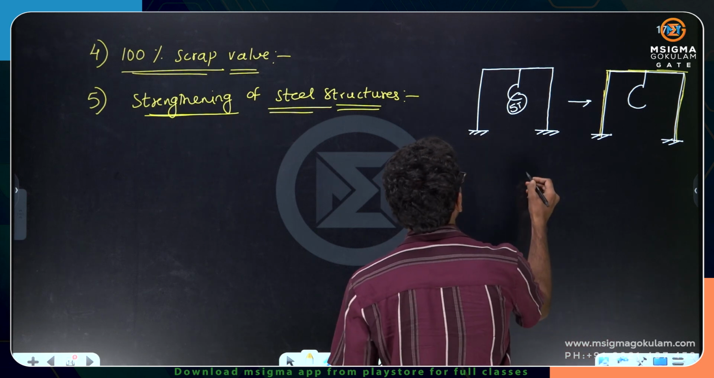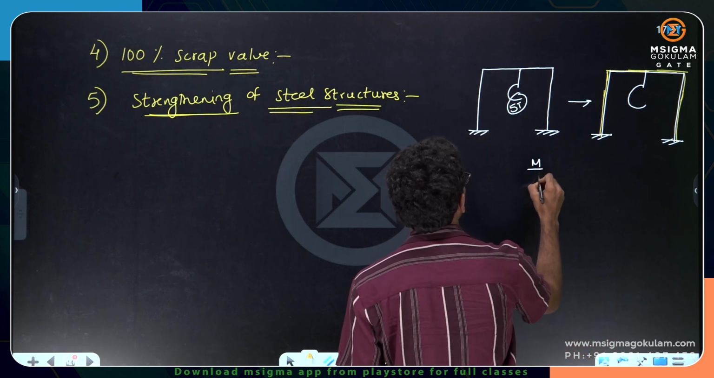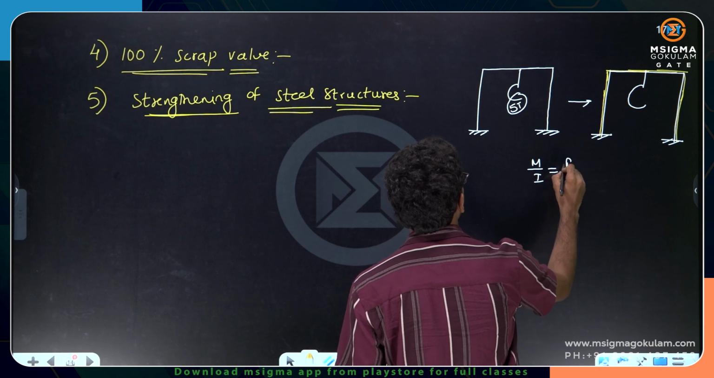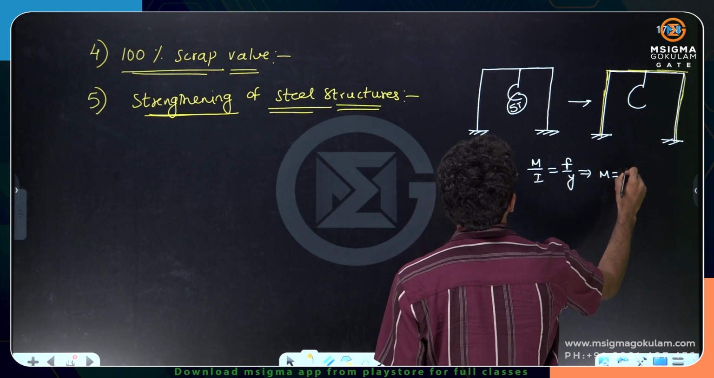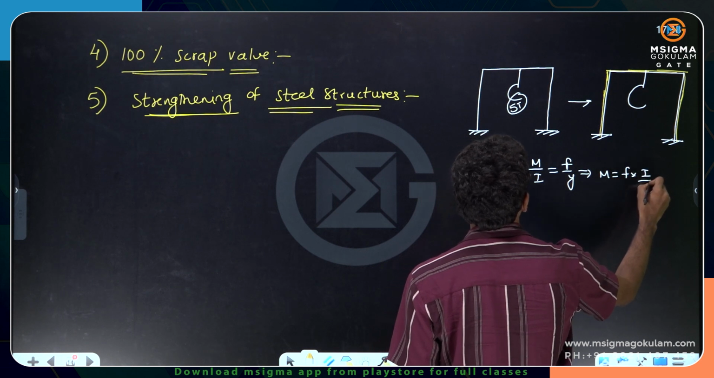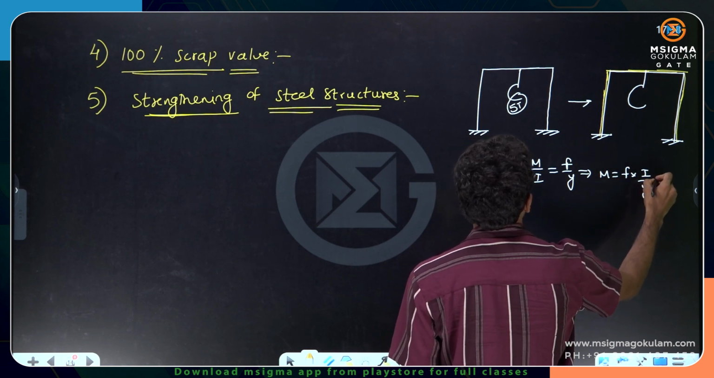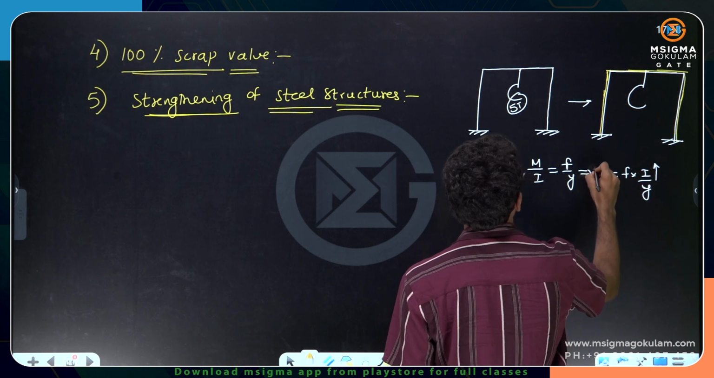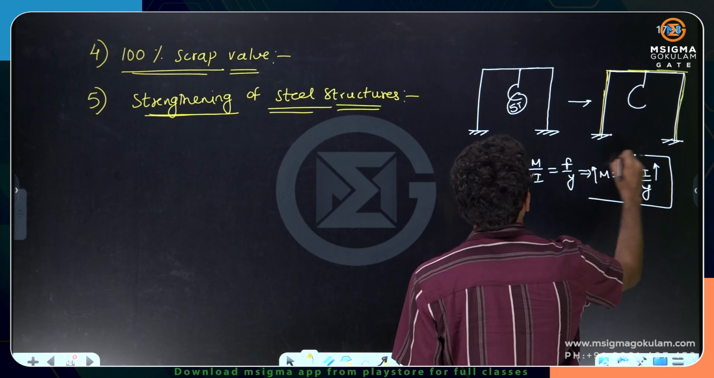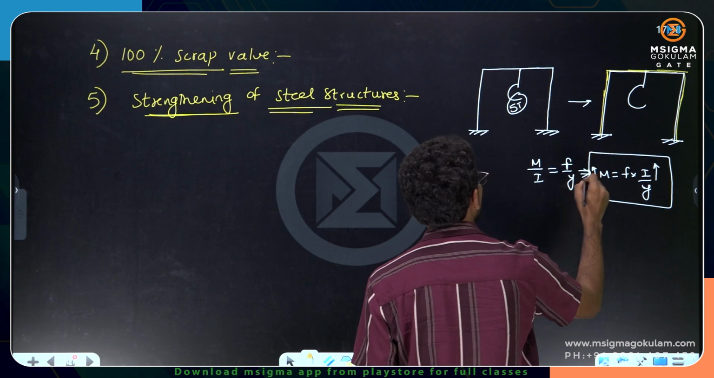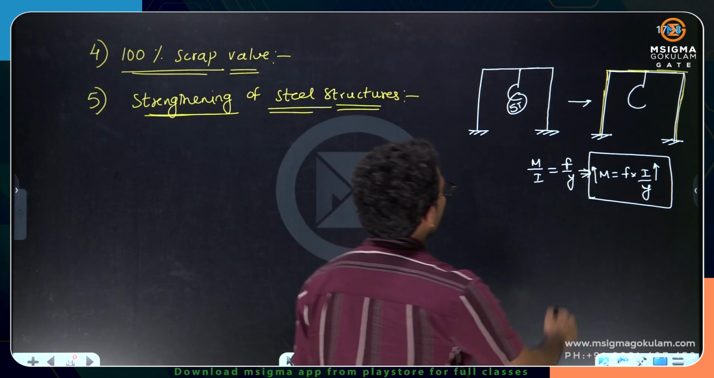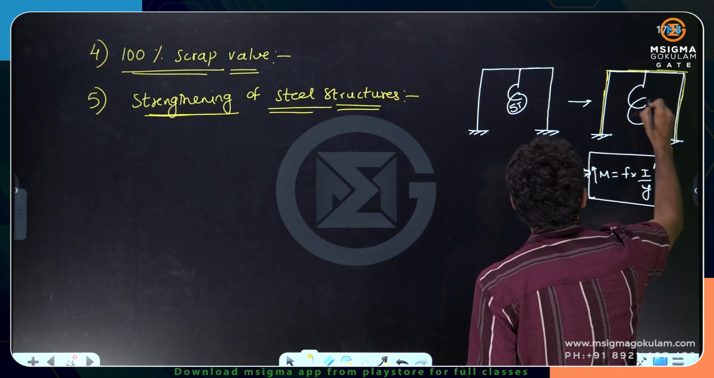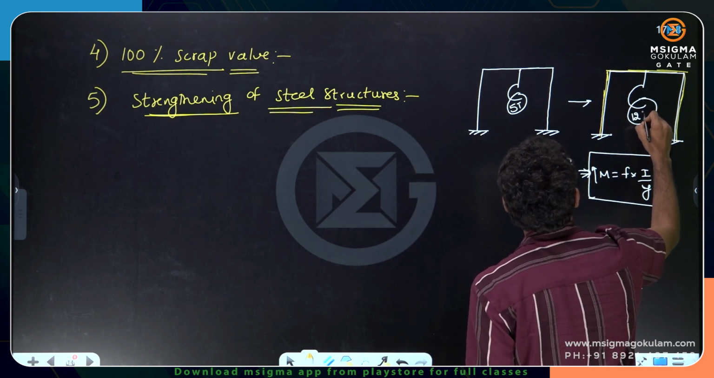Very simple. Take the best example of the bending moment formula. M by I is equal to F by Y is equal to E by R. Moment carrying capacity is equal to F into I by Y. So, more moment of inertia, more will be the moment carrying capacity. Less moment of inertia, less will be the moment carrying capacity. That's what you have to understand. So that is how we are going to improve the load carrying capacity of this existing frame. It may be, let's say, 12 ton.